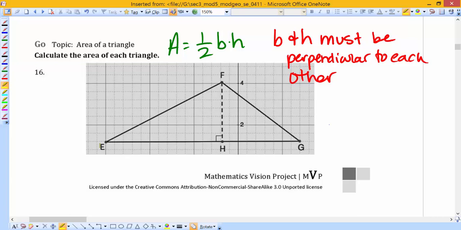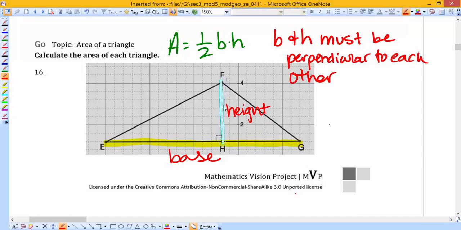If you have a horizontal piece of a triangle, that is your base. So here's my horizontal piece. From E to G, that is my base. Now your height must be perpendicular to the base. It doesn't need to touch the base, it just needs to be perpendicular. So if I look here, I can easily see my height because they have a perpendicular line drawn in. This is called your altitude. This is my height. Easy to count, both the base and height, but notice how they're perpendicular.